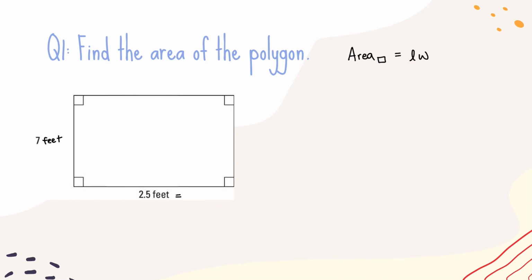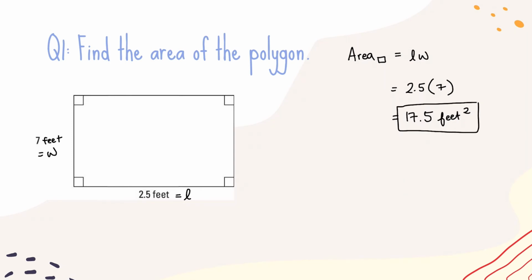So I know that 2.5 is going to be my length, and then my width is going to be 7 feet. And then I simply just need to multiply those two values together to get my final answer. So you guys go ahead and calculate that. My final answer here should be 17.5, and then I'm going to put feet and then squared. So that's my answer for area of a rectangle. So hopefully this is just mainly review for you guys.